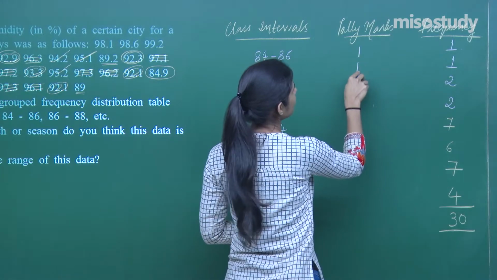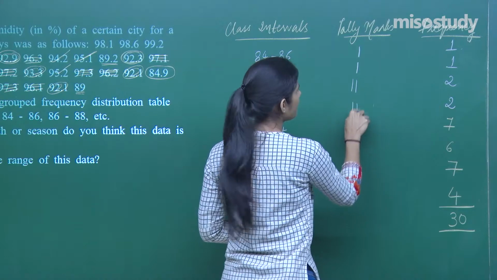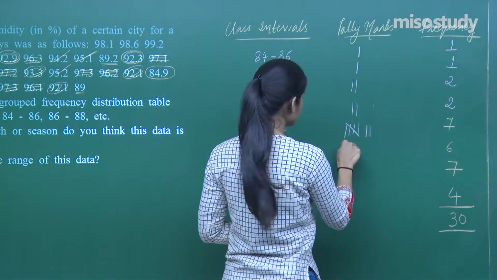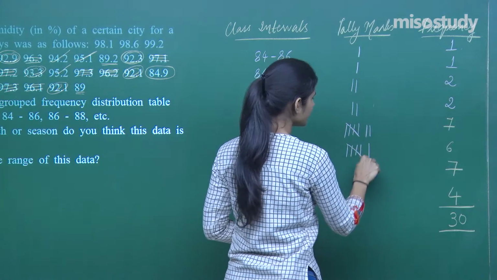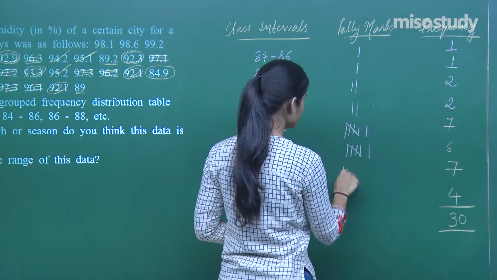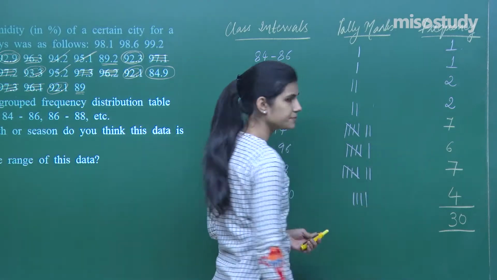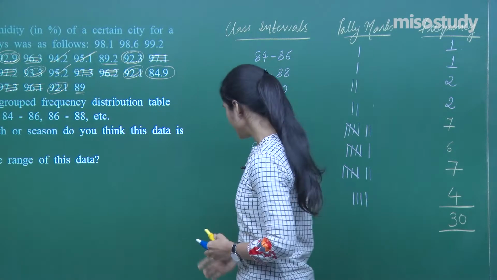This is 1, again 1, then 2, then 2, then 7, then 6, 1, 2, 3, 4, 5 and 6, then again 7, so 1, 2, 3, 4, 5, 6 and 7 and then 4. Clear? Let's move to the next question.